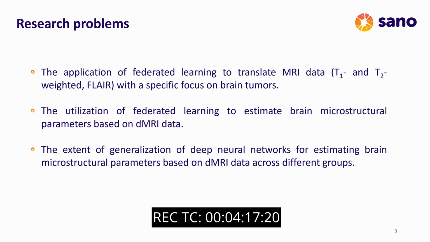diffusion MRI data. And lastly, the third problem is centered on analyzing the extent of generalization of deep neural networks for estimating brain microstructural parameters based on the MRI data across different groups. And these groups may have varying acquisition parameters and the presence of different diseases such as ADHD or bipolar disorder.